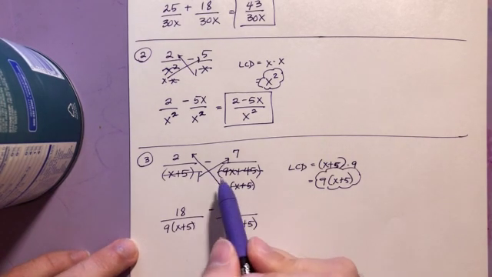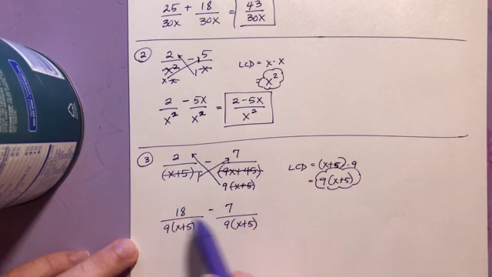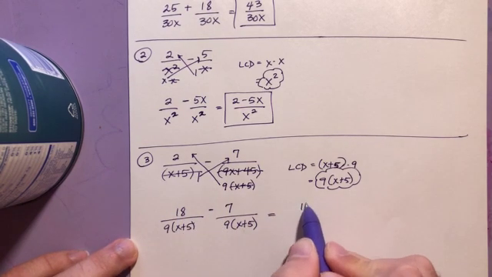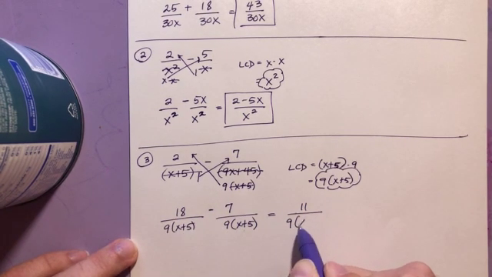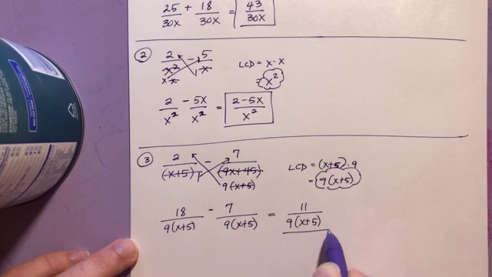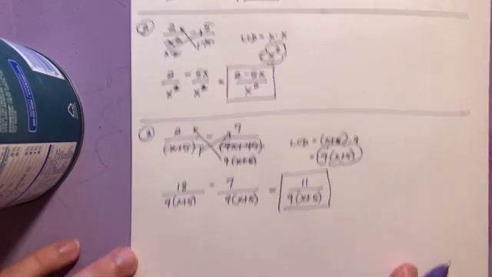Sorry. 9 times 2, 1 times 7. You get these two. And then 18 minus 7 is 11. And you write that denominator once. Boom.